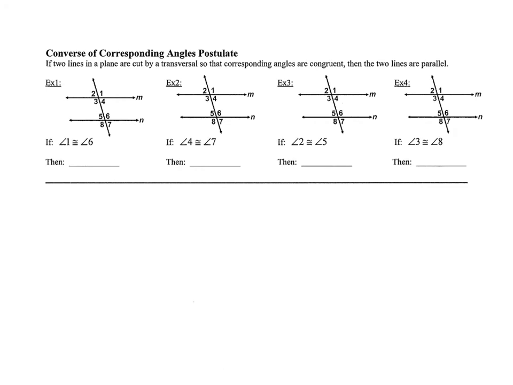Let's look at the converse of the corresponding angles postulate. And what that says is if you have two lines in a plane, they're not necessarily parallel, if they're cut by a transversal so that corresponding angles are congruent, then we can conclude that the two lines are parallel. So let's look at example 1.